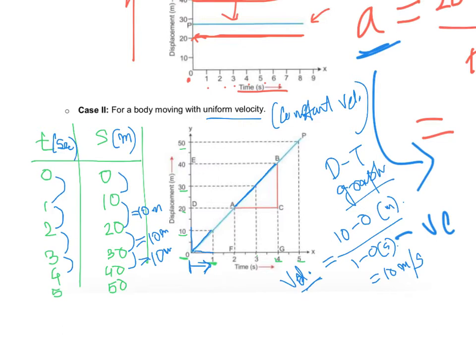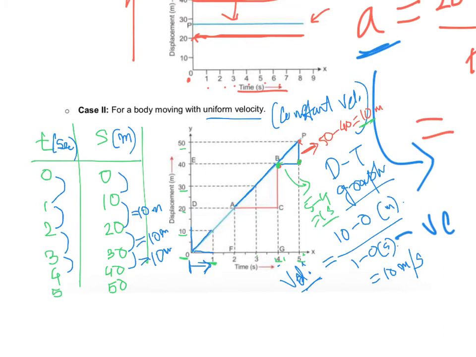Okay, let's say from 4 seconds to 5 seconds, what is my slope? That means we would try to find my change here. My change in displacement from this point to this point is 50 minus 40, which is again 10 meters, right? And what is my change in time from this point to this point? 5 minus 4, that is 1 second. So this is again 10 meters per second.